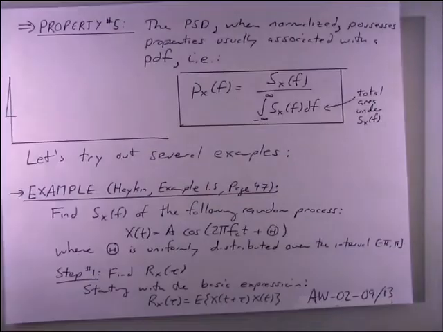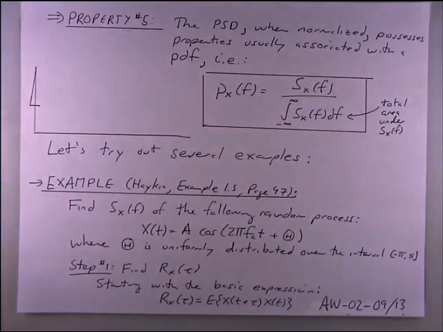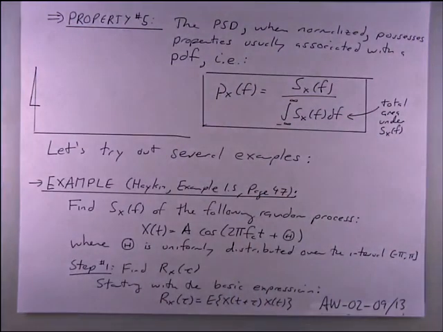Property number five. We can actually describe a form of probability density function. So the power spectral density, when normalized, possesses properties usually associated with some sort of probability density function, but in this case over a frequency f. So essentially, what we have is a normalized power spectral density, and that tells us some sort of density function, if you will, like the likelihood of each frequency occurring across f.